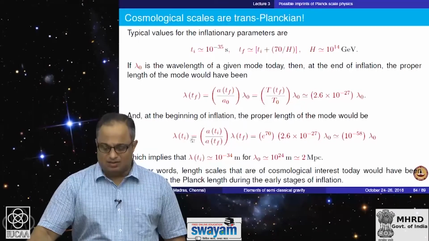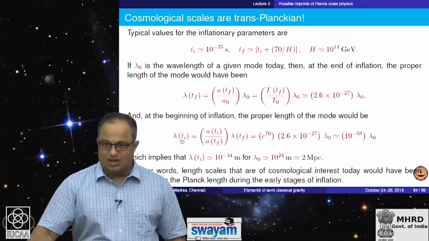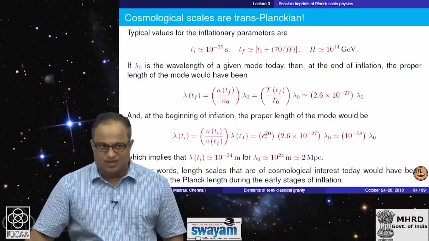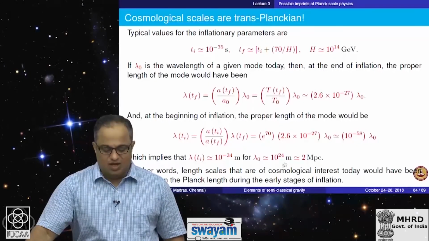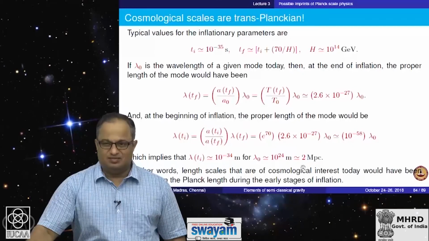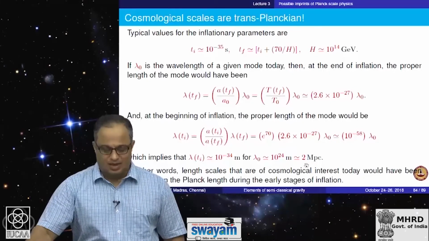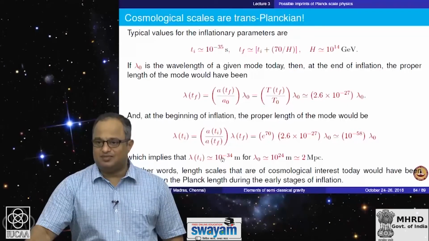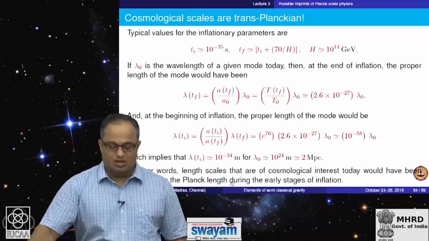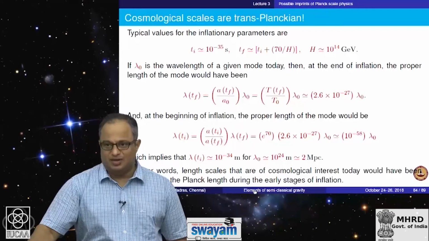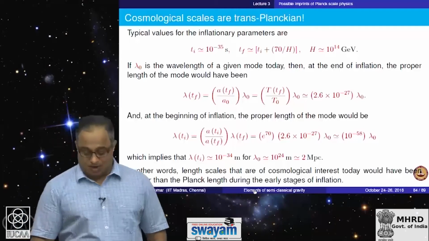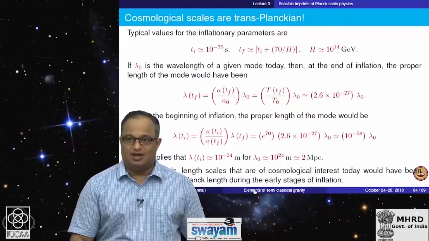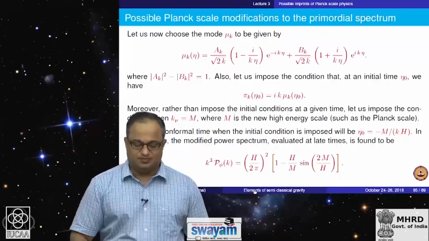So, the lambda today is related to the lambda at 70 e-folds before the end of inflation by a factor of 10 power minus 58, which means if you work with something like 2 megaparsec today, which is borderline cosmological scale, you will find that it is like 10 power minus 34 meter. So, in other words, length scales that are of cosmological interest today would have been smaller than the Planck length during the early stages of inflation. So, this raises the question as to whether Planck scale physics will modify your primordial perturbation spectra, and this is known as the trans-Planckian problem in inflation.